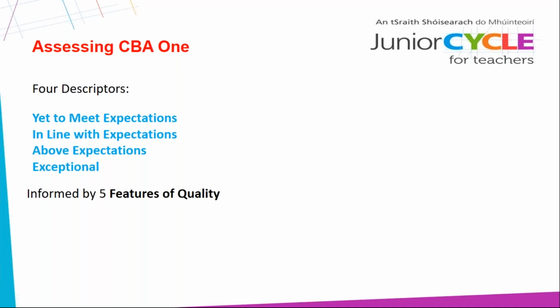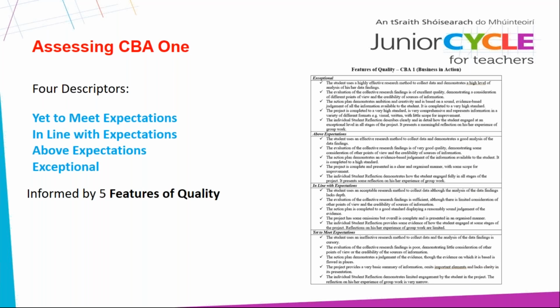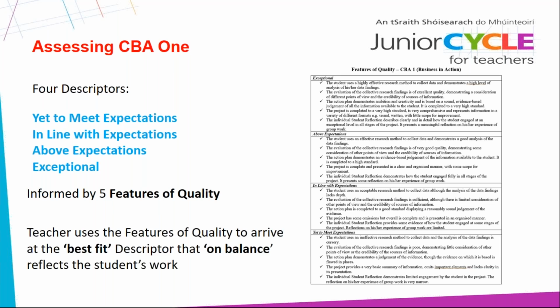These 4 descriptors are informed by 5 features of quality, which address areas such as the research method used and analysis of research, the evaluation of the research, the action plan developed, the project in its presentation form itself, and indeed the individual student reflection template. We should work our way through from the bottom at yet to meet expectations up through each of the 4 descriptors to arrive at the best fit descriptor that on balance reflects the student's work.